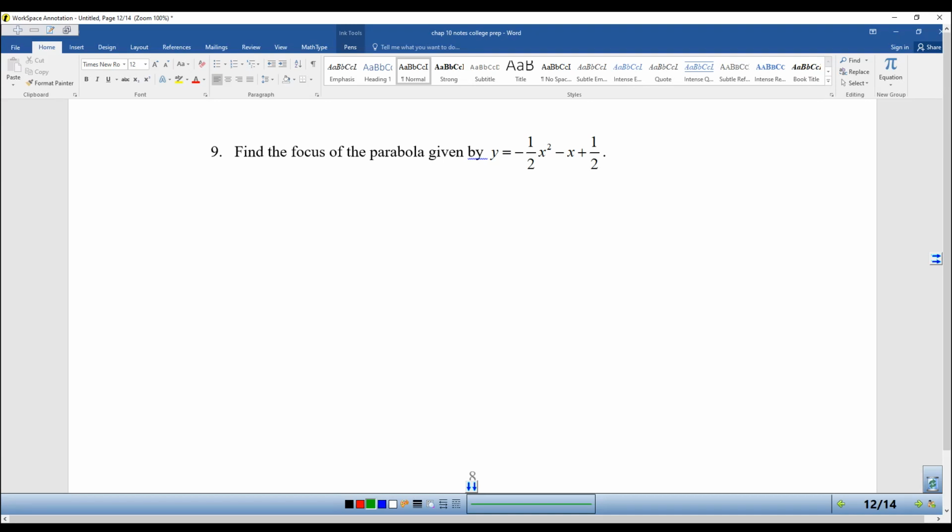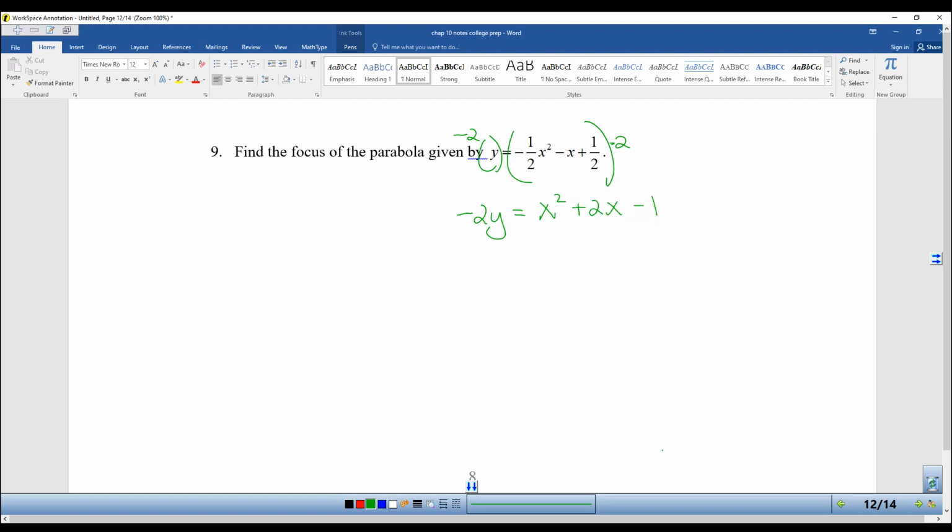Number 9, another chance to complete the square. I realize that these are super hard. You can do it. All right. So for me, first I'm just going to clear the fraction. You've been hearing me say that all year. So I multiply by -2 because I want to get rid of that negative also. And then I get -2y is equal to x squared plus 2x minus 1.